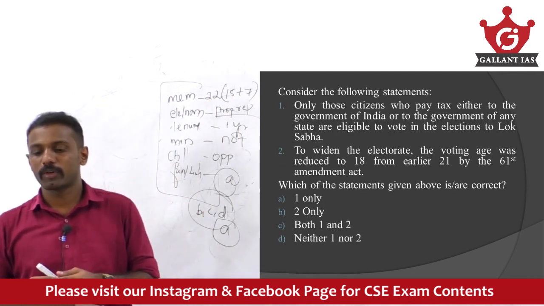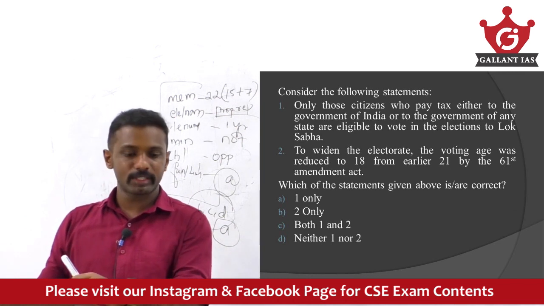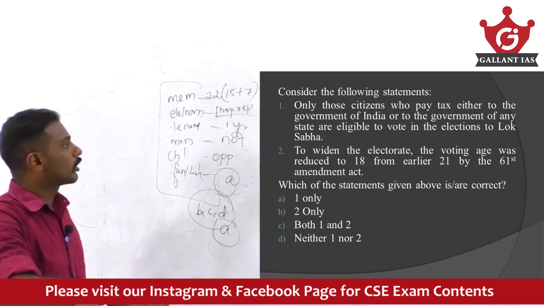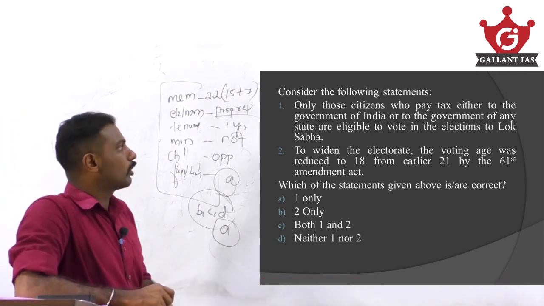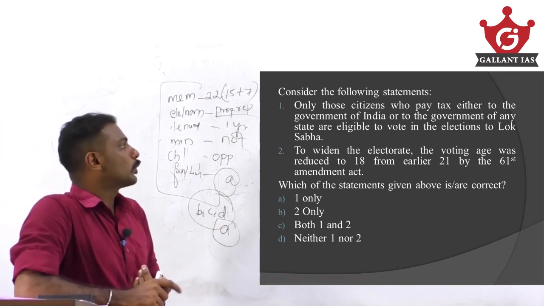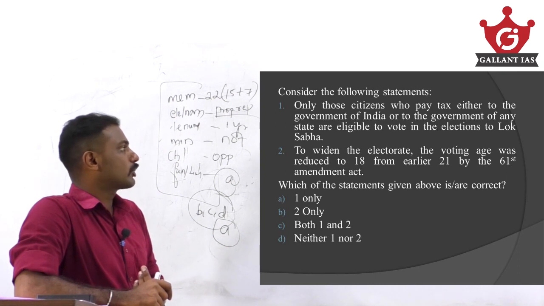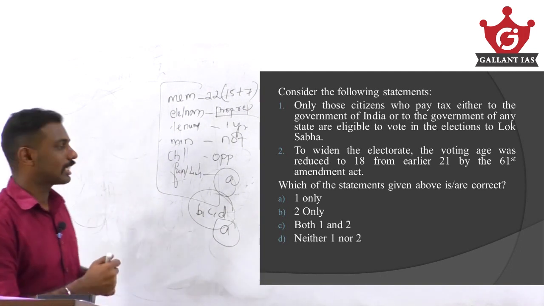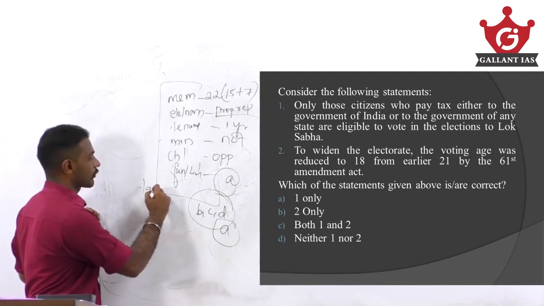Next one, consider the following statements. Only those citizens who pay tax either to the government of India or to the government of any state are eligible to vote in the elections to Lok Sabha. To widen the electorate, the voting age was reduced to 18 from the earlier 21 by the 61st Amendment Act. Find out the correct statement. See, there is no such tax paying criteria.